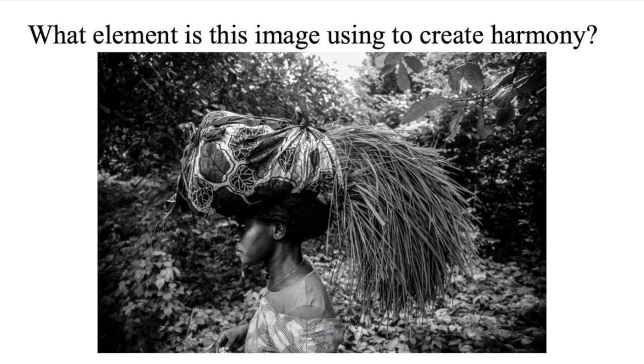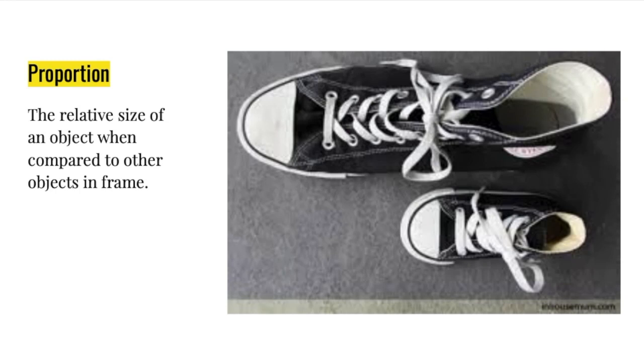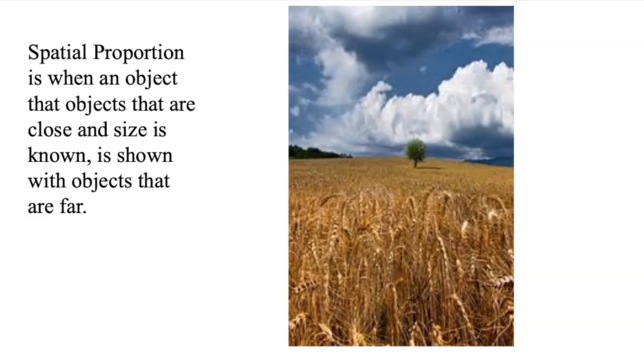Okay, last one is proportion. Proportion is when you're putting two objects next to each other to show the size difference between them. So you've got these two identical shoes, and one is obviously bigger than the other one. Spatial proportion is when you take an object that's shown to be a different size because of how far away it is. So you've got this wheat right here that appears to be much bigger than the tree, but it's not, because this is close up and that's far away. So you're showing proportion based on how far away an object is. You can put them right next to each other, or you can put them far away from each other.